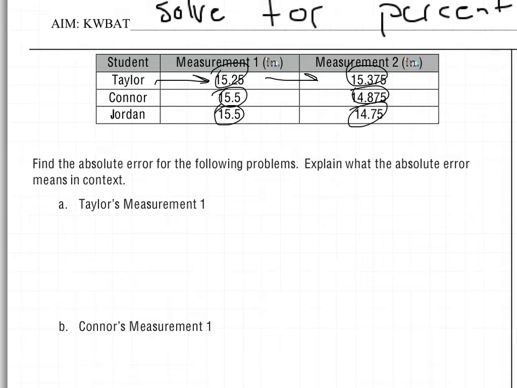So the next question is, well, nobody has the right answer, so who here measured it correctly? Did anybody measure it correctly? Turn and talk with your partner about that. And then the final question is, if none of them measured it correctly, then who is the most right? Looking at this, who would we think is the most right?